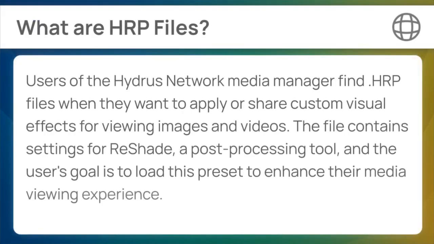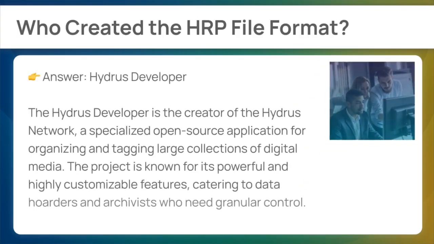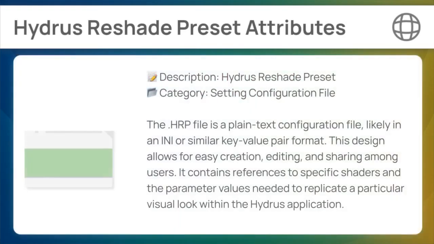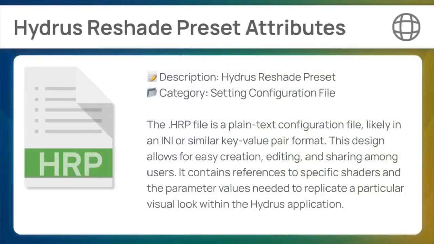Users of the Hydrus Network Media Manager find HRP files when they want to apply or share custom visual effects for viewing images and videos. The file contains settings for Reshade, a post-processing tool, and the user's goal is to load this preset to enhance their media viewing experience. The HRP file is a plain text configuration file, likely in an INI or similar key-value pair format. This design allows for easy creation, editing, and sharing among users.